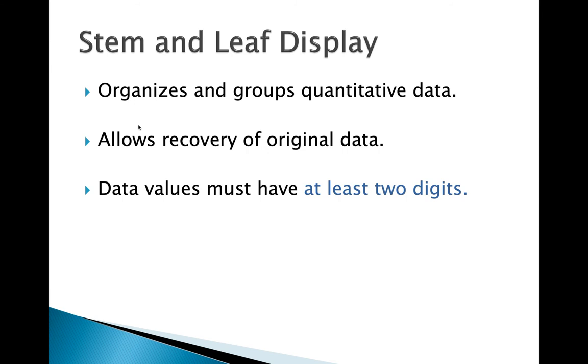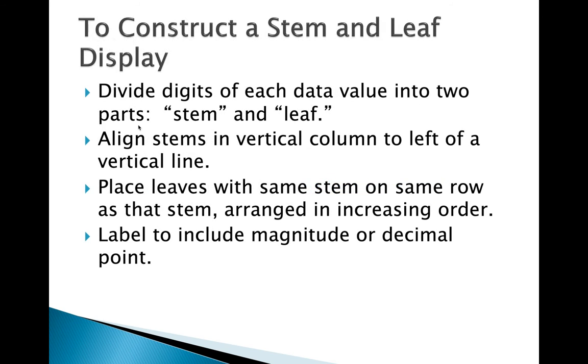So data values must have at least 2 digits. That's because we have to split them into a stem and a leaf. You want to divide the digits of each data value into 2 parts, a stem and a leaf. You want to align the stems in a vertical column to the left of a vertical line, and then place leaves with the same stem on the same row as that stem, and arrange them in increasing order. You want to include a label with the magnitude or decimal point. We call that the key. You want to explain how to interpret the stem and leaf display.